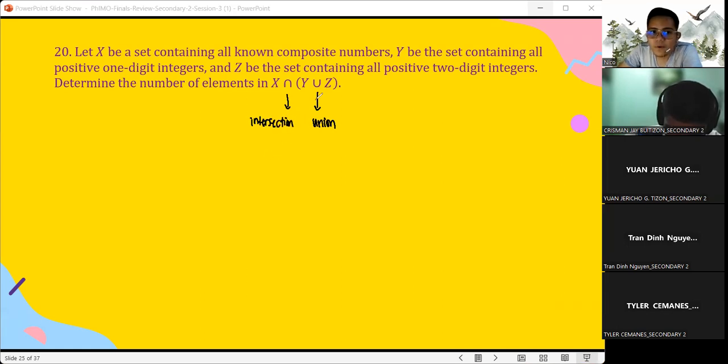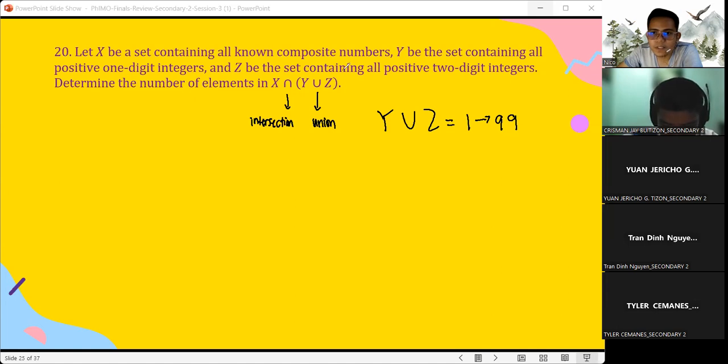Okay. So we focus on the union first, no? Y contains all the positive one-digit integers, while Z contains all positive two-digit integers. So Y union Z corresponds to 1 to 99, right? While X is composite numbers.